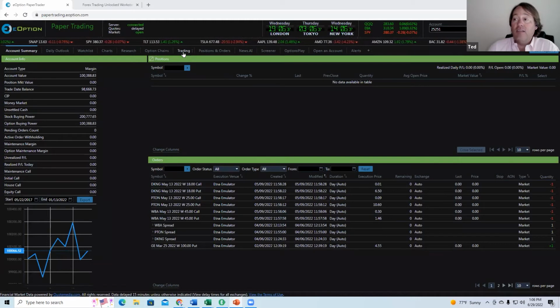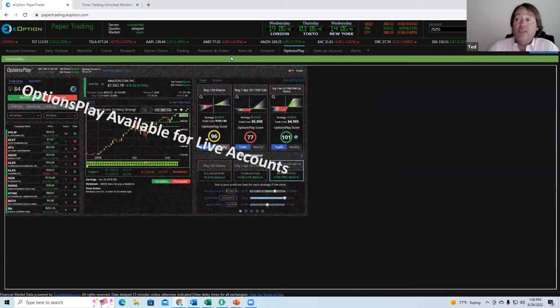Then you have your trading tab, you have your positions and orders, which will tell you what positions you have on already and orders that are resting in the marketplace. You have a news tab, you have a screener, so you can do all kinds of screening of stocks. And then you have options play.